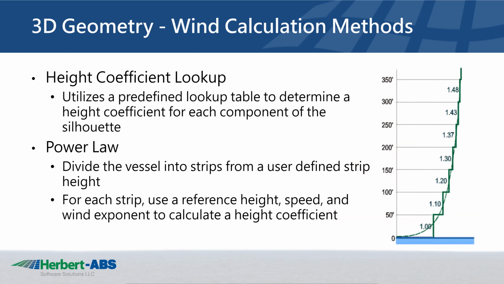Moving on with the wind calculation, we provide currently two methods of obtaining height coefficients for our different spaces. The first is the height coefficient lookup table, which is a predefined lookup table to determine a height coefficient for each component. And the second is the power law method, which divides the vessel into various strips from a user-defined strip height. And then for each strip, we take a reference height, reference speed, and a wind exponent, again, all defined by the user, and calculate a pseudo height coefficient for that strip.